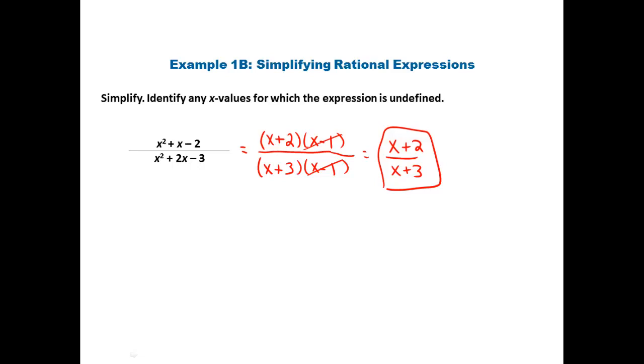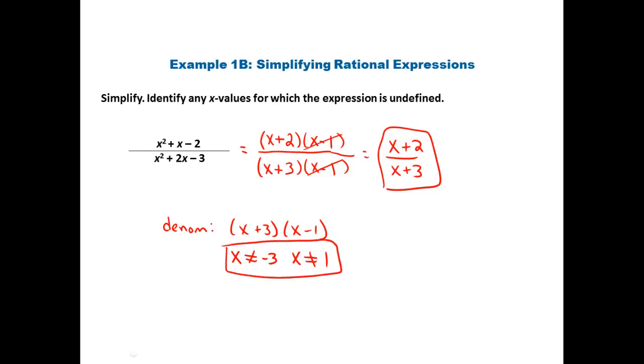Now we need to identify the x values for which the expression is undefined. Again, we want to look at the denominator, and I think it's easier to look at the factored version. So we have x plus 3, x minus 1. We can't have 0 in the denominator, which means that x cannot equal negative 3, and x cannot equal positive 1. Those values would give us 0 on the bottom, and we don't want that.